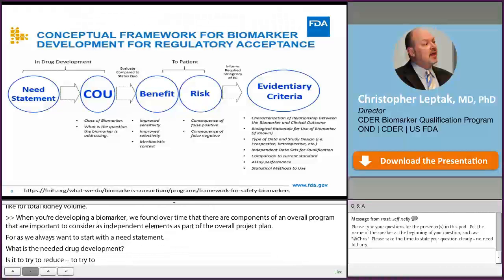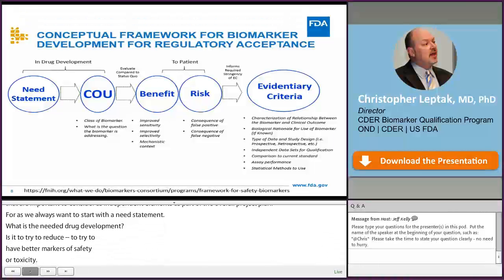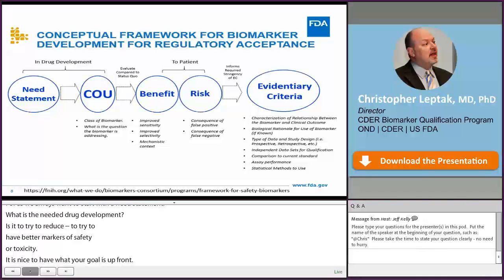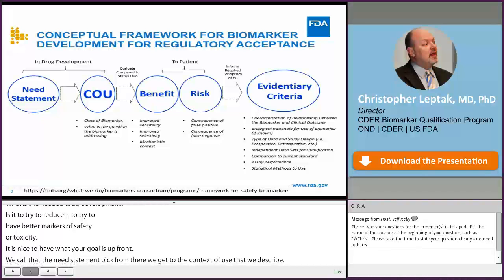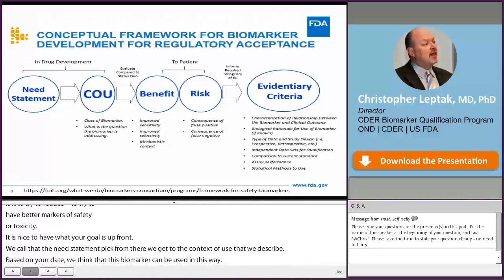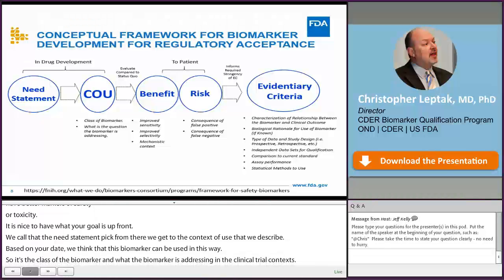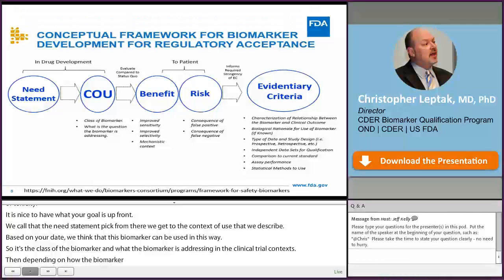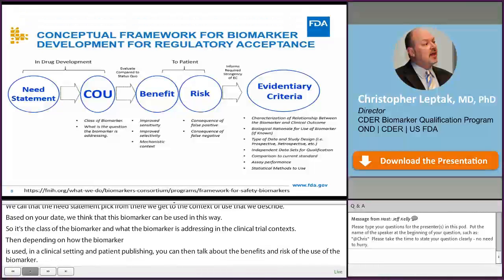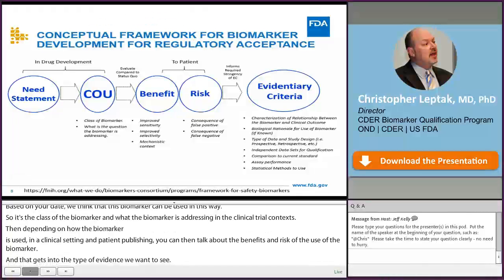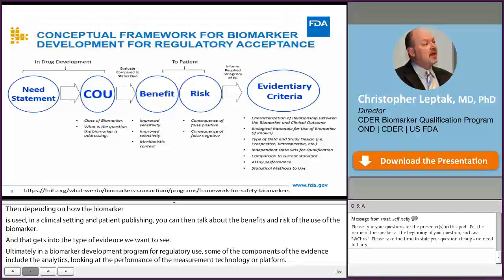From there, we get into the context of use that we just described, that based on your need, we think that this biomarker can be used in this way. So it's the class of the biomarker and what the biomarker is addressing in the clinical trial context. Then, depending on how the biomarker is used within the clinical setting and the patient population, you can then talk about the benefits and risk of the use of the biomarker. And then that gets into the type of evidence that we want to see. Ultimately, in a biomarker development program for regulatory use, some of the components of the evidence include the analytics, looking at the performance of the measurement technology or platform, our statistical analysis plan, so that we can clearly look at potential areas of bias and know that when we make an interpretation that we can have great confidence in it.